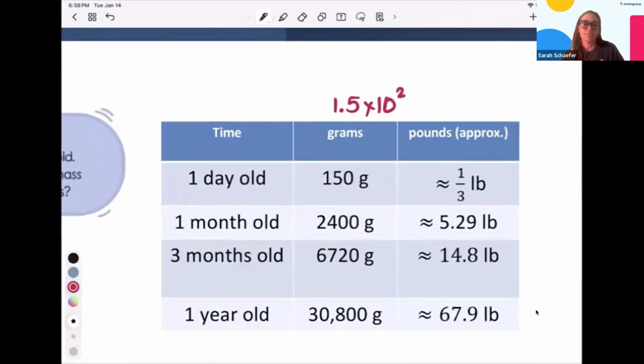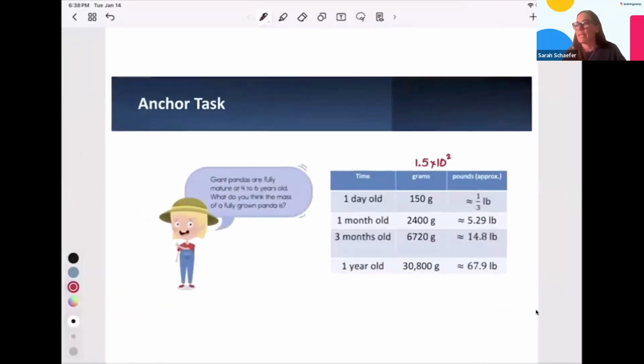their own lives, because really, do they know what a gram, a pound is? But they can look at themselves and kind of relate it there.